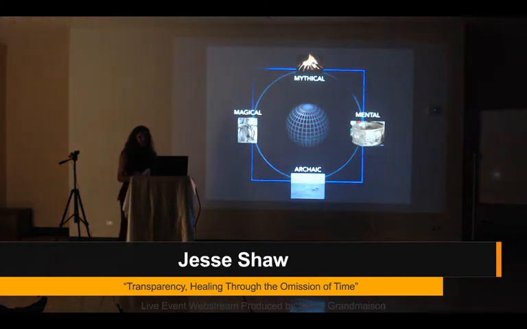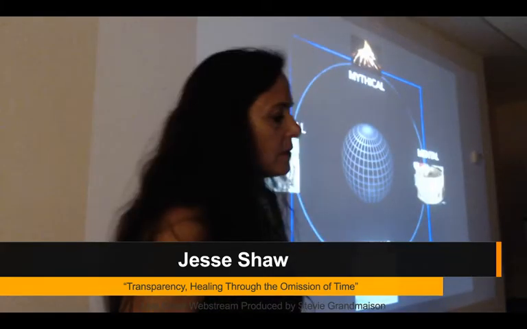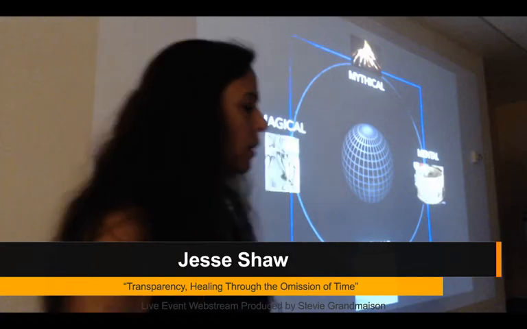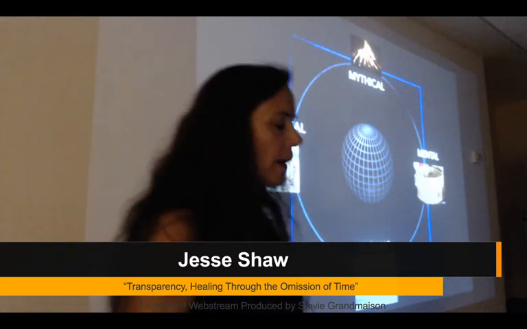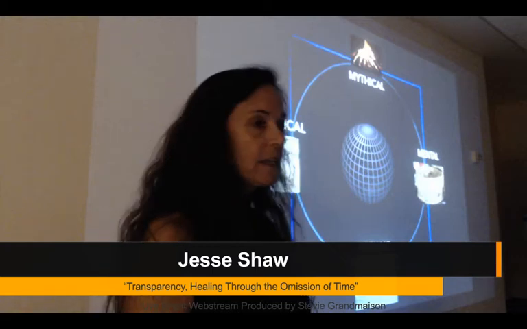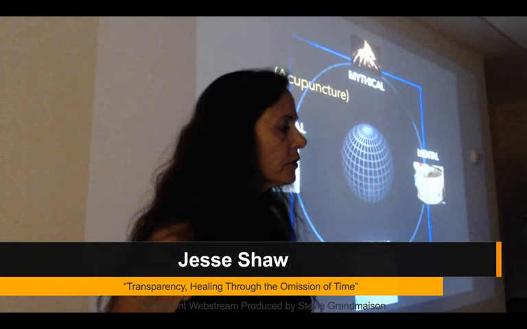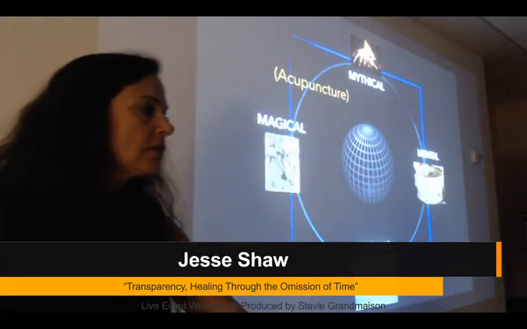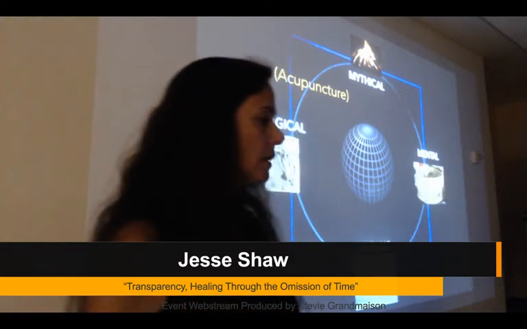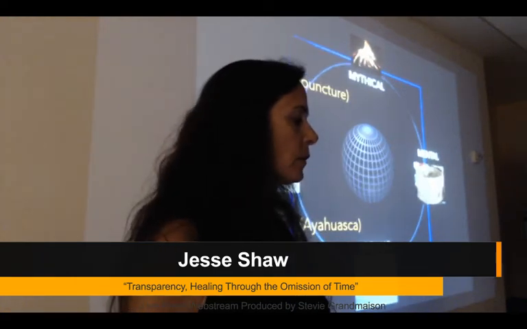So, in summary, this is how I think about states of consciousness, and I combine it with the five elements. Archaic to me is water, magical is wood, mythical is fire, and mental is metal. And then the earth and the integral are in the center. I think of acupuncture as going here, as a reminder of the frequency of magical and mythical. And I put ayahuasca and Peruvian shamanism as the frequency and reminder of the magical and the archaic.